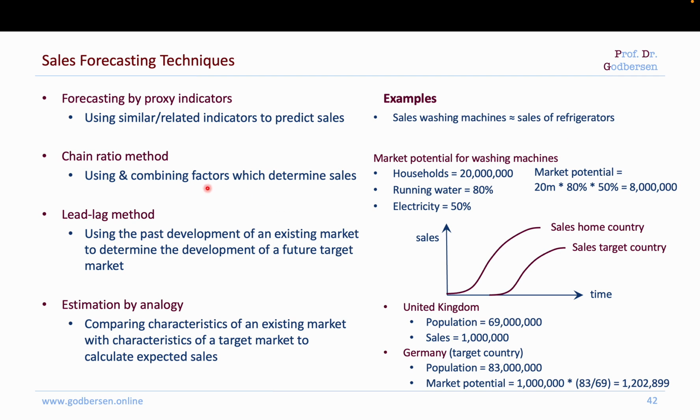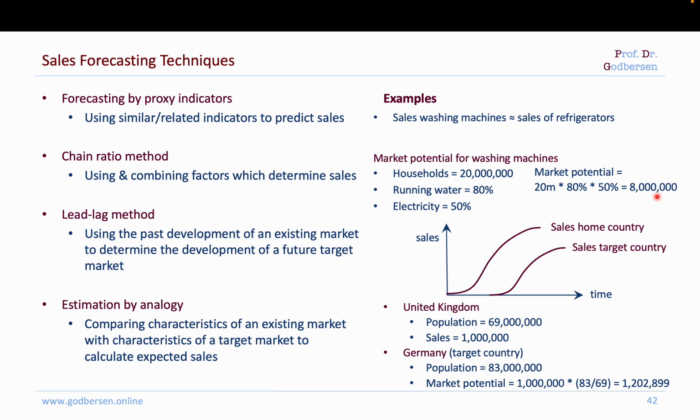The chain ratio method combines several factors and calculates expected sales. So let's assume again we want to determine the market potential for washing machines. We have a country with 20 million households. We know that 80% of the households have running water, and 50% have electricity. Two conditions that you need to have for running a washing machine. Then we multiply our 20 million households with 80%, and again with 50%, which leaves us with 8 million households maximum market potential. And again, I need to emphasize, this is all for exemplification reasons, very much simplified.